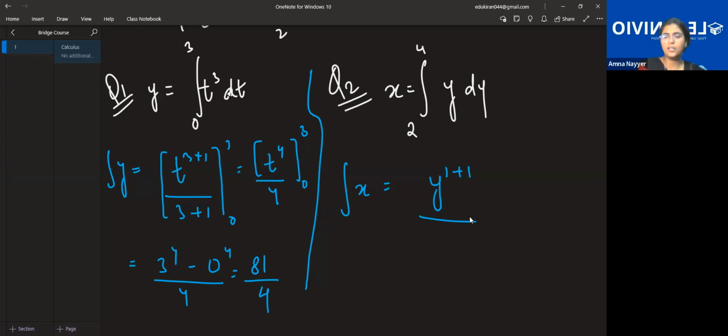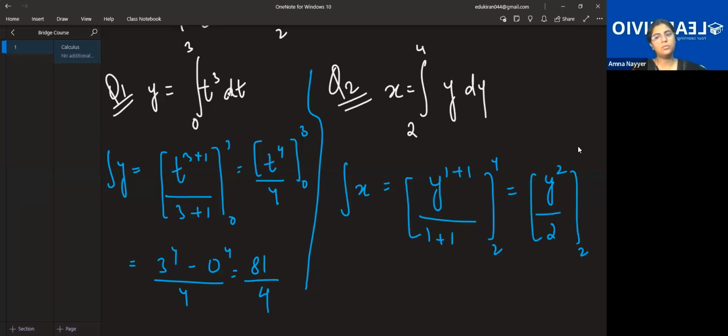Okay, you can write it in your notebook later. Then next step, correct it here. 1 plus 1, divided by 1 plus 1. Powers, limits are from 2 to 4. This is equal to y to the power 2 divided by 2. Limits are from 2 to 4. Okay, just correct it in your notebook.